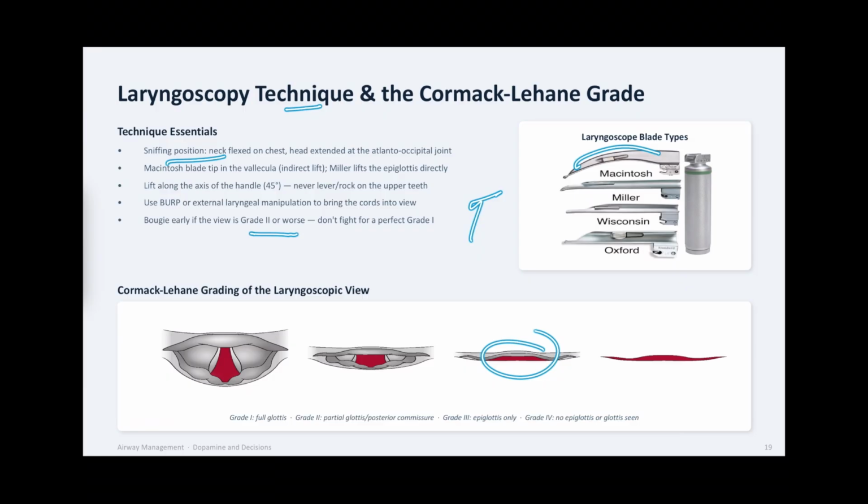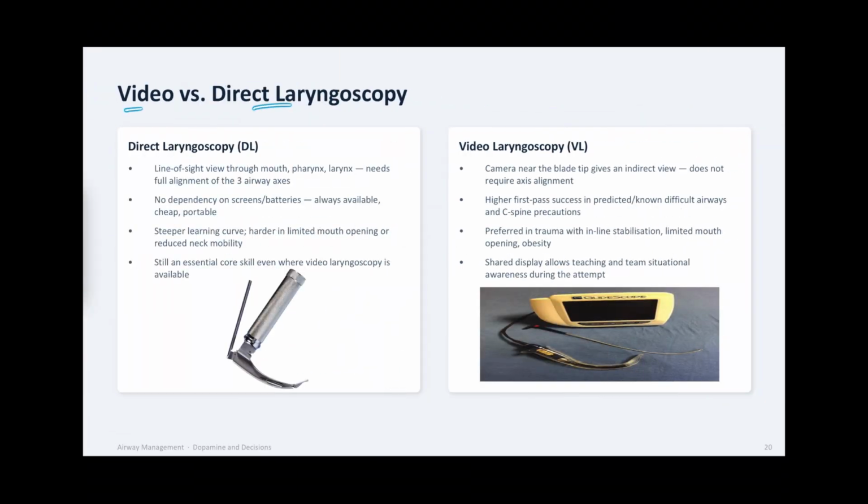Experienced airway clinicians do not persist with the same failed technique. They change something, either a different blade, a different operator, or use of video laryngoscopy, use of a bougie, or even a supraglottic airway device. Next is video versus direct laryngoscopy.